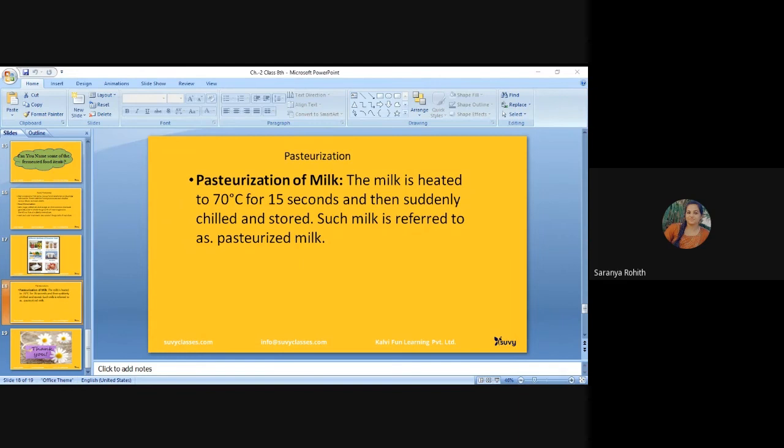Ma'am, but in houses they do it differently, right? Yes, that is different. In houses you can just simmer the milk and heat it up. You don't have to get it properly boiled. If you have ever boiled milk, you might have noticed a layer starts forming. Once the layer starts forming, you just have to turn off the gas and then store it in the refrigerator.